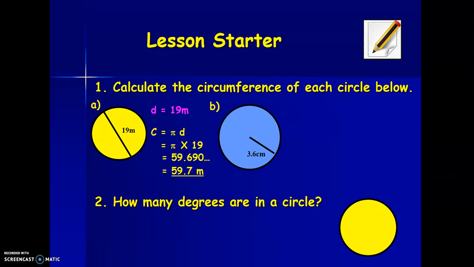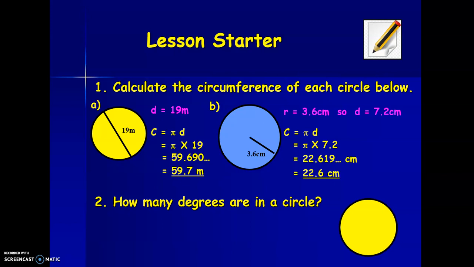For example B, we have a circle with a radius of 3.6 centimetres. If the radius is 3.6 centimetres, then the diameter is 7.2 centimetres. So the circumference will be pi times 7.2, which gives us an answer of 22.6 centimetres.